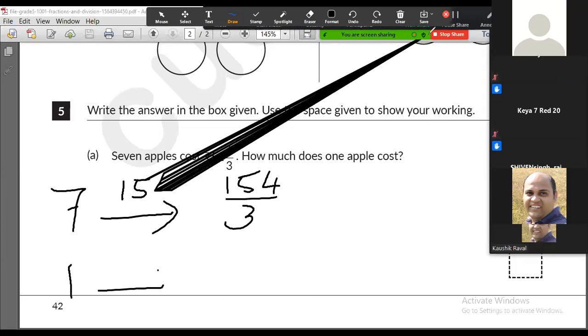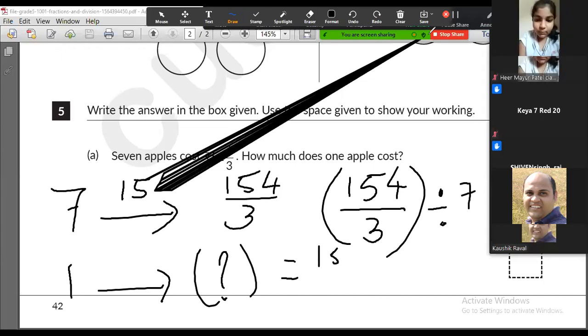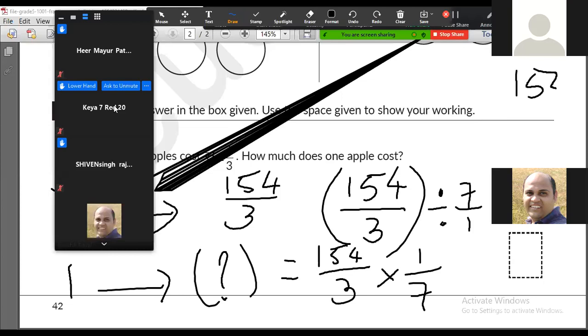So what is the cost of 1 apple? It is very simple. So what we have to do? 154 upon 3 divided by 7. So what do we do? 7 upon 1, its reciprocal becomes 1 upon 7. Now you can do the division. 154 upon 3. You know how to do the division.